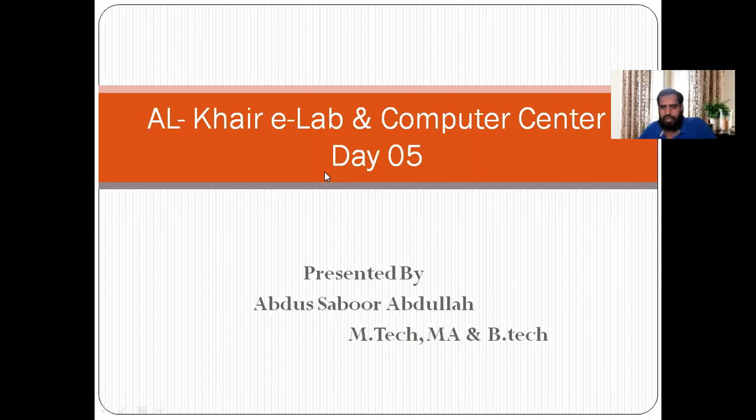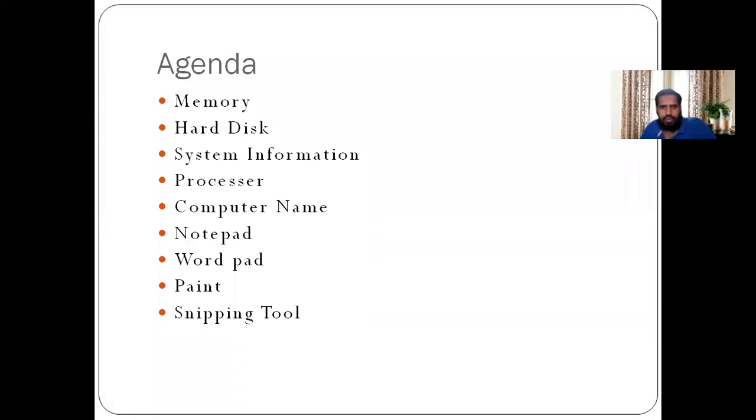So on yesterday's class you have seen about storage, how the computer stores. So today we will see the memories of computer, what is hard disk, how to see the system information, and what information will be present in the system, like the processor and all those things. Also where you can find your computer name, and after that what is notepad, wordpad, paint and snipping tool. So I will proceed further.